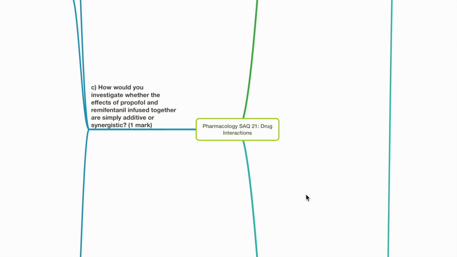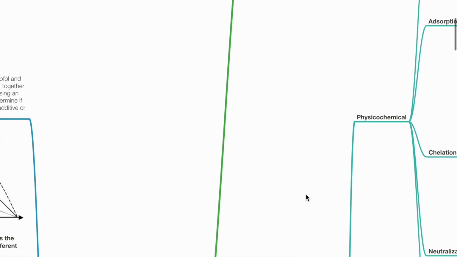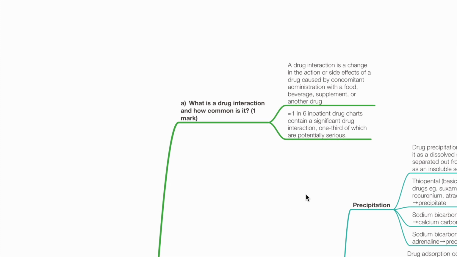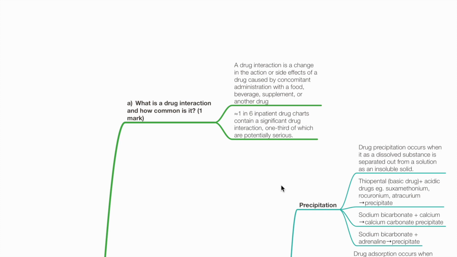Pharmacology SAQ 21: Drug Interactions. A. What is a drug interaction and how common is it? A drug interaction is a change in the action or side effects of a drug caused by concomitant administration with food, beverage, supplement, or another drug. About 1 in 6 inpatient drug charts contain a significant drug interaction, 1/3 of which are potentially serious.